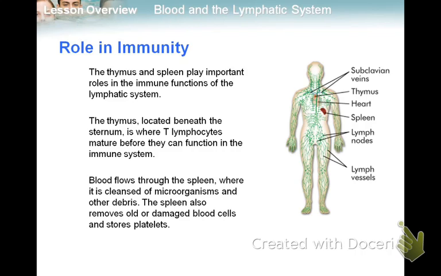The lymph system includes a couple of different organs called the thymus and the spleen. The thymus is located beneath the sternum. You can see it right here. This is where T lymphocytes mature before they can function in the immune system. So the thymus produces components of the immune system. Blood flows through the spleen, where it's filtered of microorganisms and debris. It also removes old or damaged blood cells and stores platelets, which again play a role in clotting.